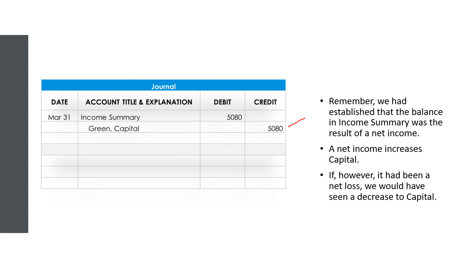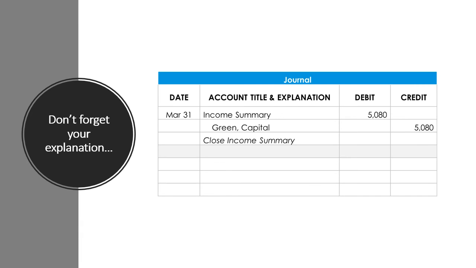Now, an important note here. We said when we closed revenues, it was always going to go revenue and then income summary. We said when we closed expenses, it was always going to go income summary as the debit and our expenses as the credit. Now, this one, income summary and capital can flip back and forth between debit and credit depending on whether it's a net income or a net loss. If it's a net income, income summary will be the debit. But if it's a net loss, we would want to decrease our capital. So our capital would be the debit. Again, don't forget your explanation. So we just simply said to close income summary.